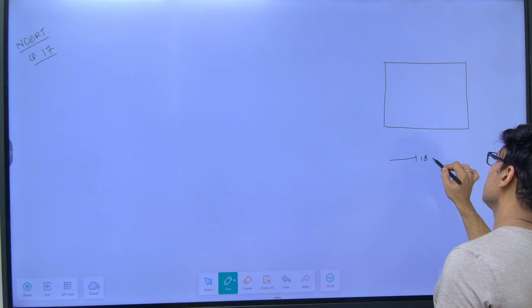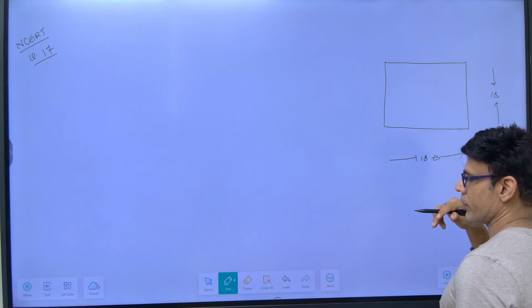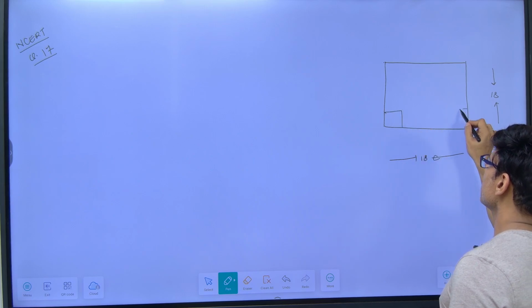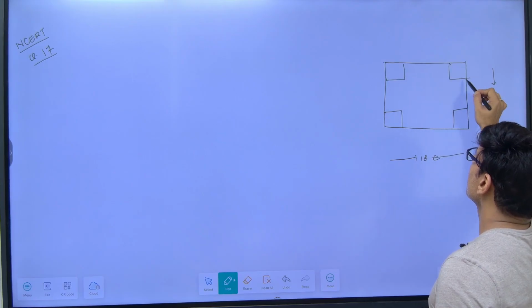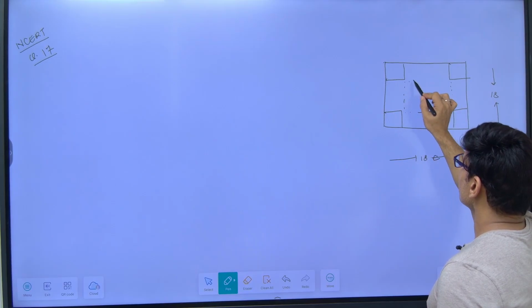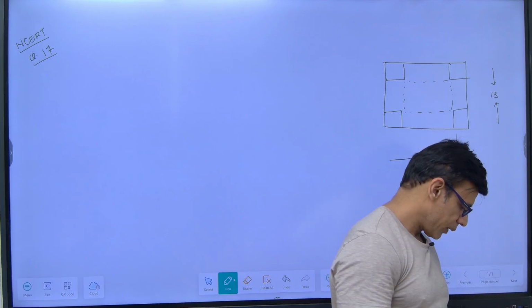This is 18. This is also 18. All sides are 18, right? Square. They're saying that from this you cut 4 squares of equal size and fold it along the dotted line. Fold it along the dotted line, right? Let me explain this to you.